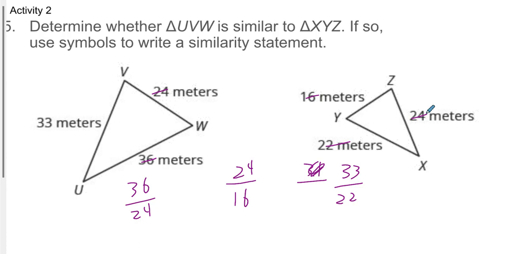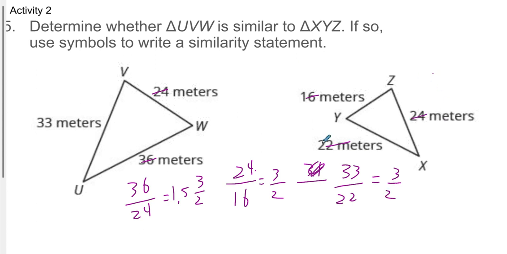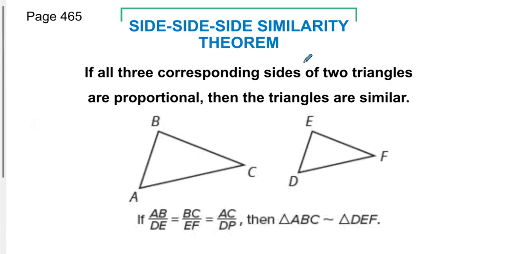Now, if you see that they're the same, great. If not, we'll just put them in the calculator. 36 divided by 24 is 1.5, or 3 over 2. 24 divided by 16 is 1.5, or 3 over 2. And this one, if I divide by 11, I can see it pretty easily, 3 over 2. So I had to do this similarity statement 3 times to show that each side is similar, because it is the side, side, side similarity.